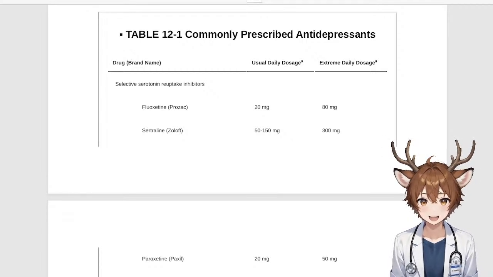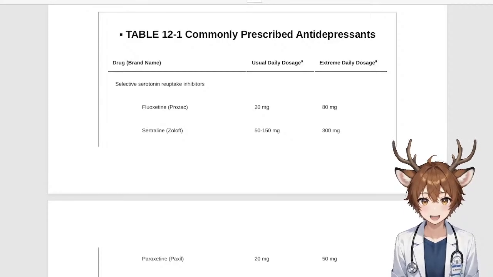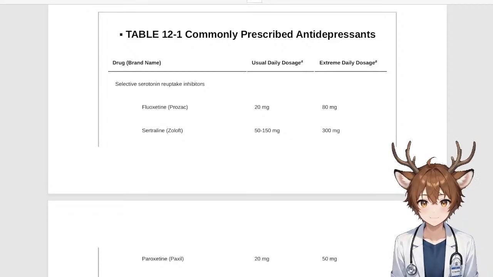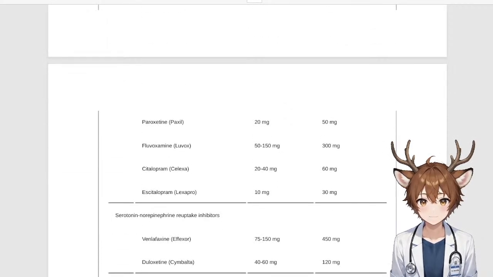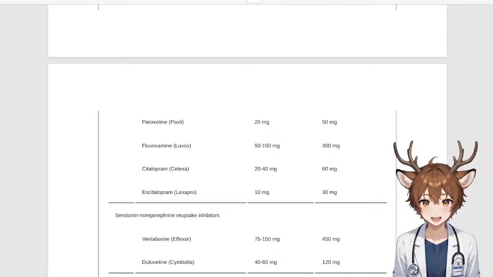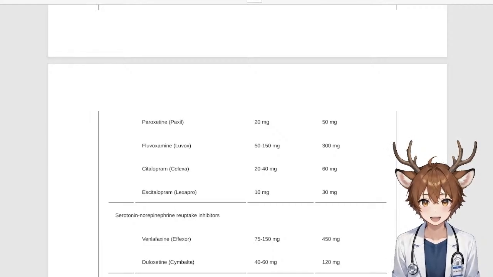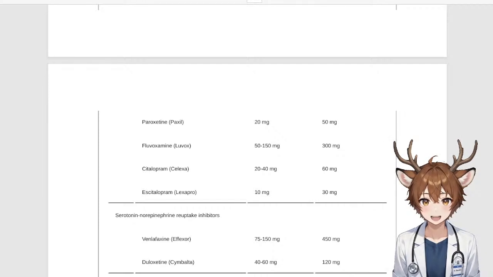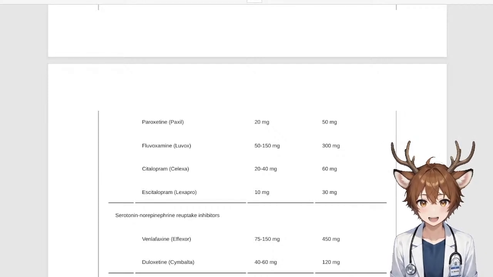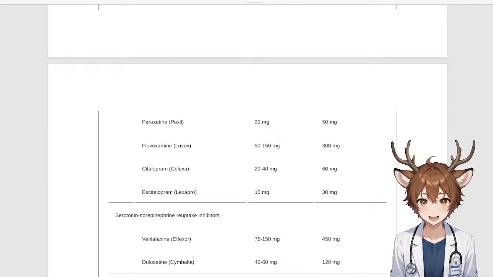Sertraline, also called Zoloft. These are all SSRIs so far. Sertraline, Zoloft, 50 to 150 is a normal daily dosage. The extreme is 300. Paroxetine, also called Paxil, normal daily dosage is 20. The extreme is 50 milligrams. Fluvoxamine, also called Luvox, the normal is 50 to 150 milligrams. The extreme is 300. Citalopram, or Celexa, the normal is 20 to 40. The extreme is 60. Escitalopram, or Lexapro, the normal is 10. The extreme is 30.